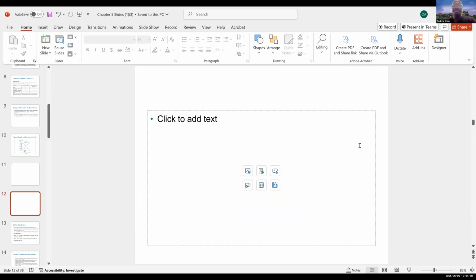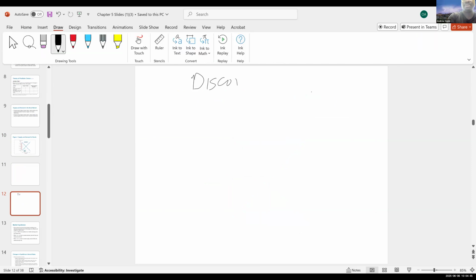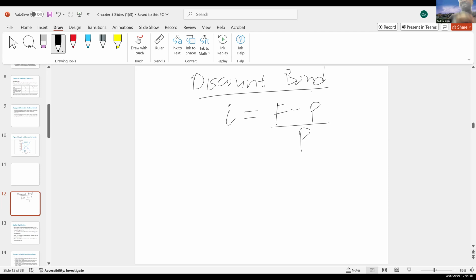So in chapter 4, we talked about how bond price and bond interest rates are jointly determined. You even saw it from the formula, for example, for a discount bond. The formula was very simple in chapter 4: the yield to maturity, or interest rate, on a discount bond is the face value minus price, divided by price.